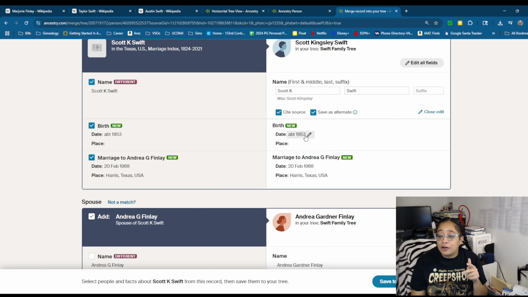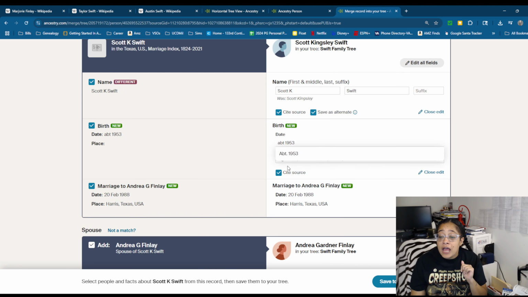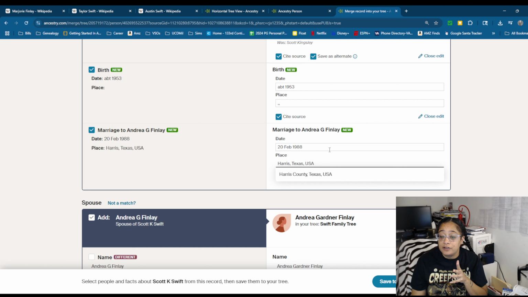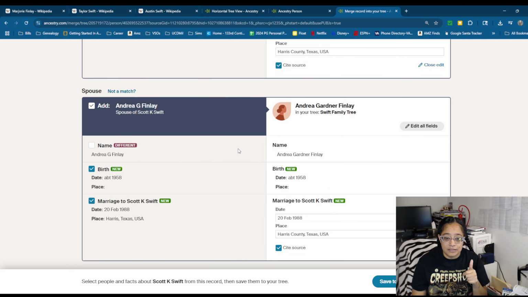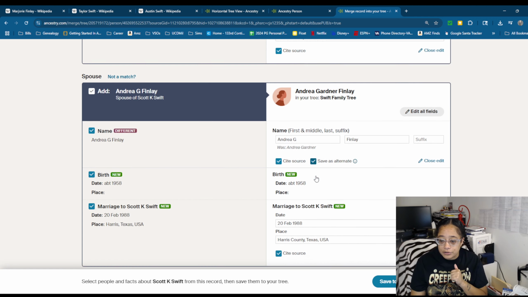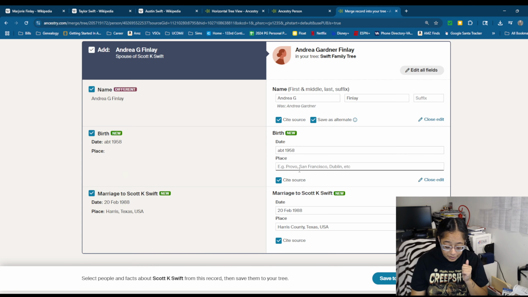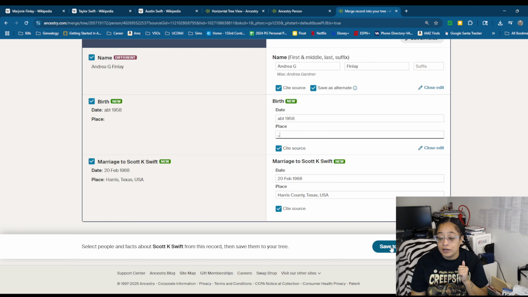And again, looking here, we see birth about 1950, but no place. So I'm going to click the little pencil here. I'm going to click in the place and I'm going to do my placeholder, 2 commas. Another thing I do is I want to reflect this accurately. So I click the place for the marriage place and make sure it does specify this is Harris County, Texas, not Harris, Texas, right? So then we have the original name I have here and then the name from the record. So again, you click it, then you save it as an alternate. Here, no place of birth, so I click the little pencil, click in place, and add my placeholders. And then we're going to do save to tree.